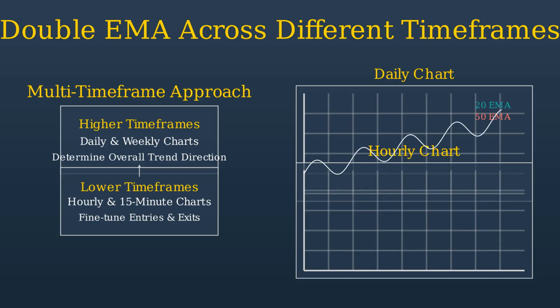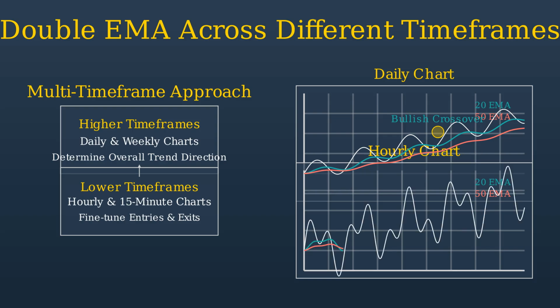On a daily chart, the double EMA crossover confirms a larger bullish trend when the faster EMA crosses above the slower EMA. The hourly chart reveals more detail while maintaining the same overall trend. Multiple smaller crossovers provide specific entry and exit points.